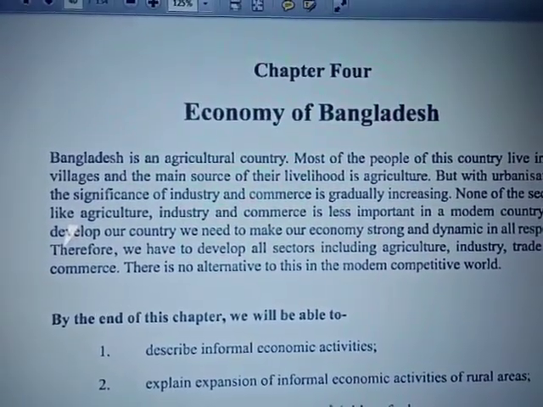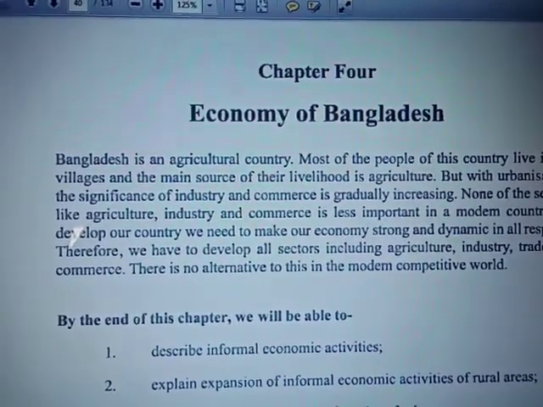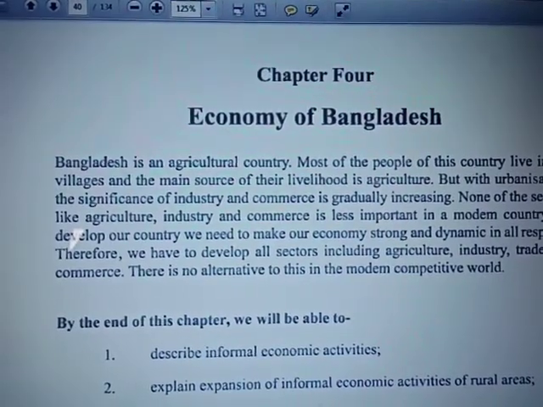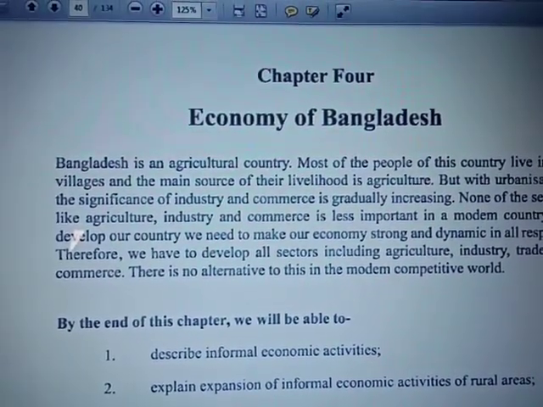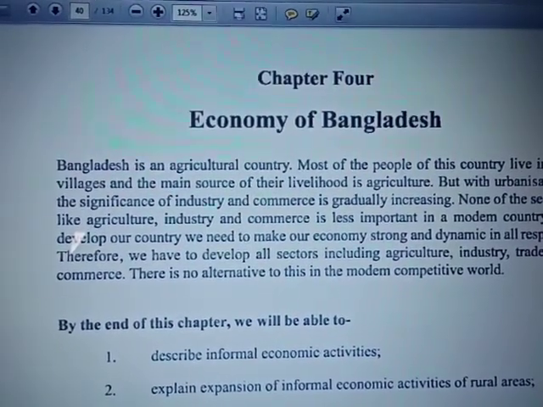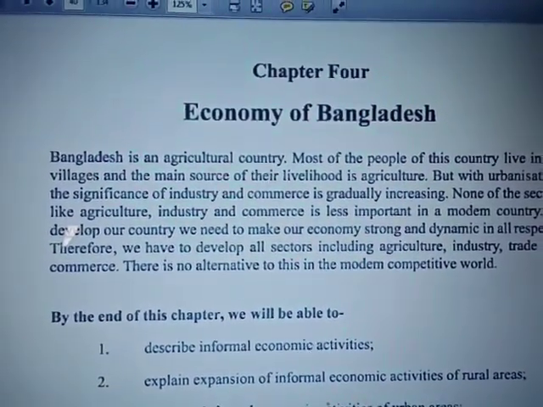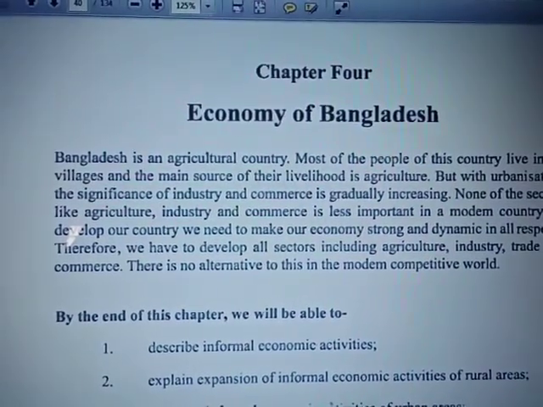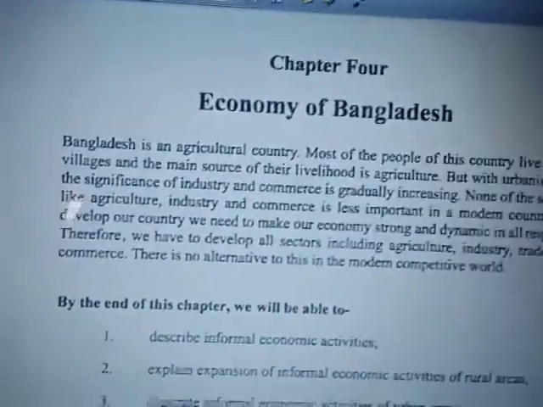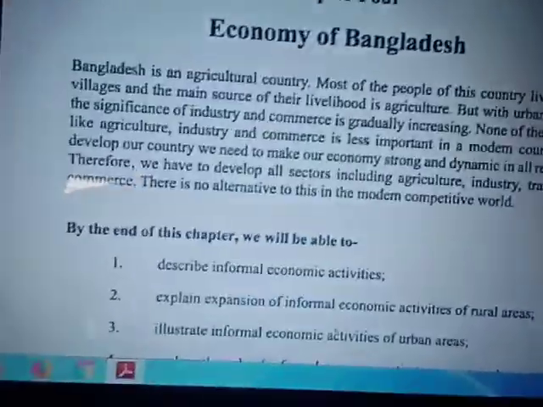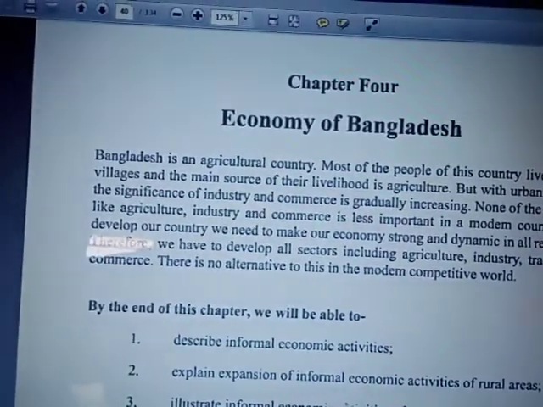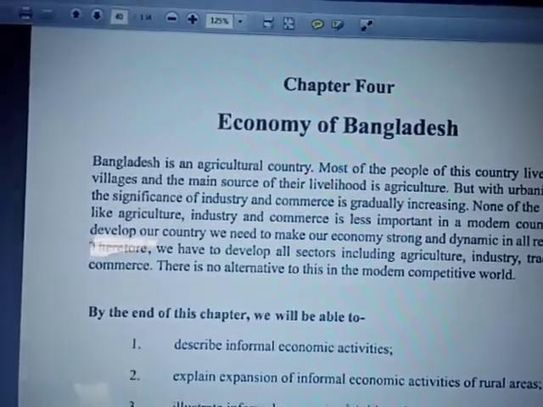But with urbanization, the significance of industry and commerce is gradually increasing. But we are a developing country, and our main income source depends on agriculture.